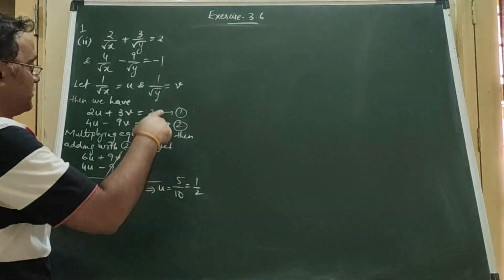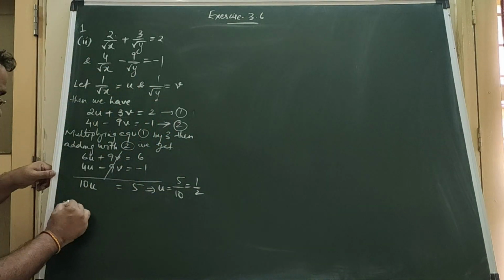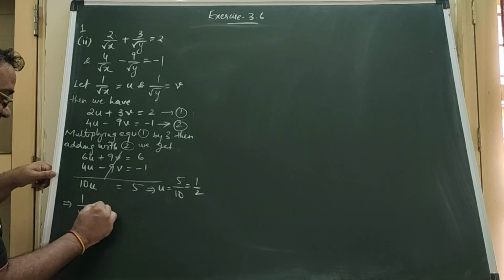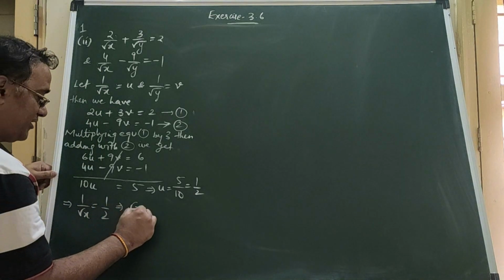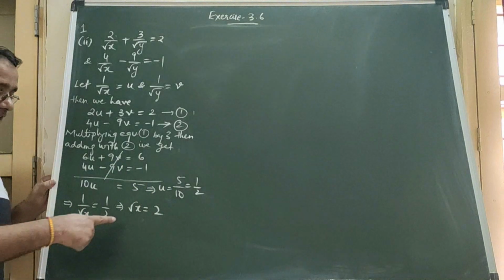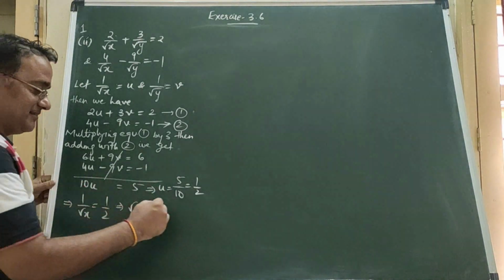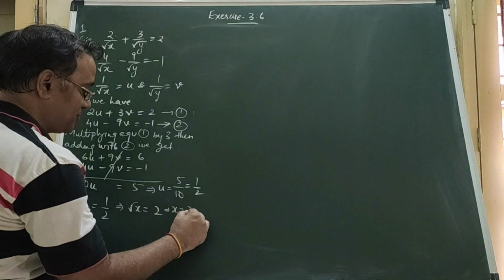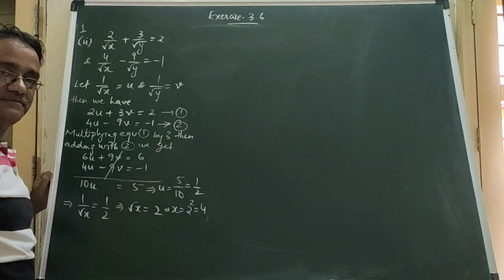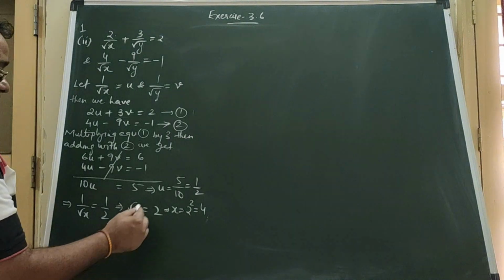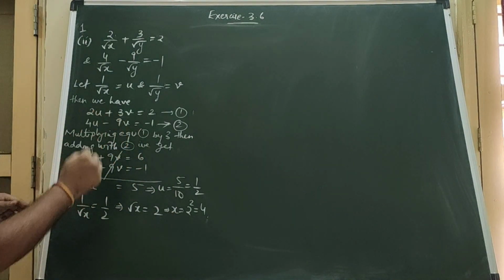Now what was u? u was 1 by root x. That means root x is equal to 2. So what will x be? How will you remove the root? By squaring. So x will be equal to 2 squared, that is 4. Okay. Now we'll substitute u in the first equation.